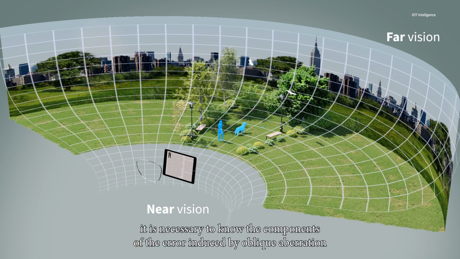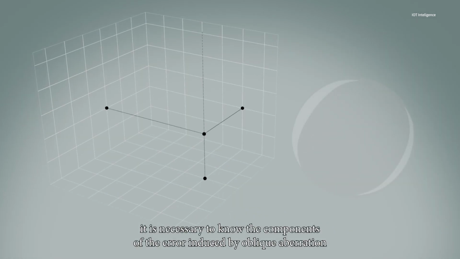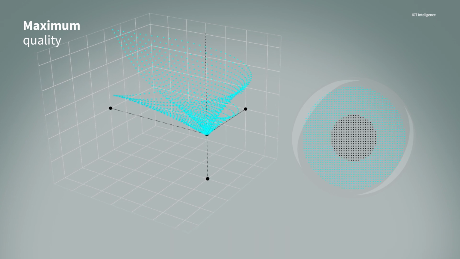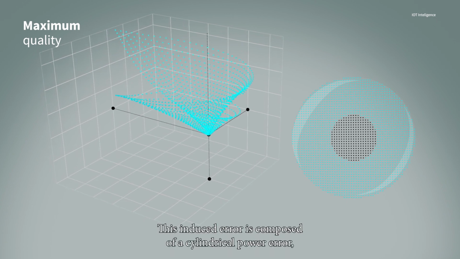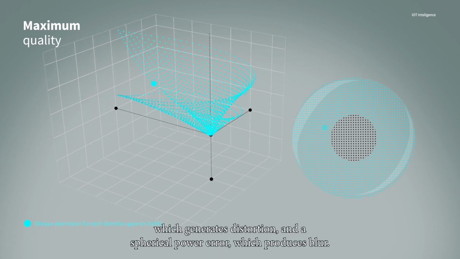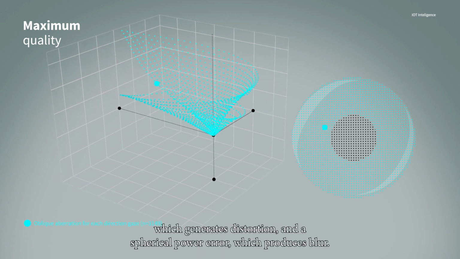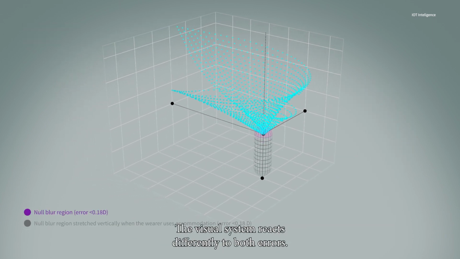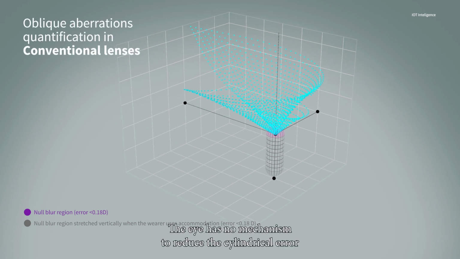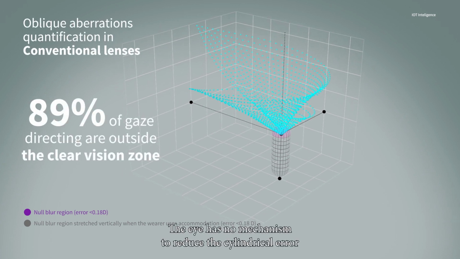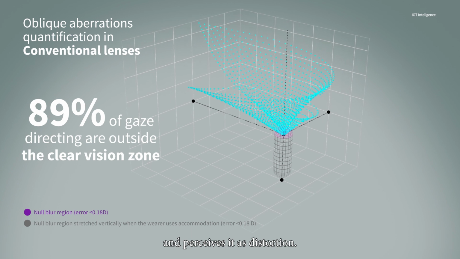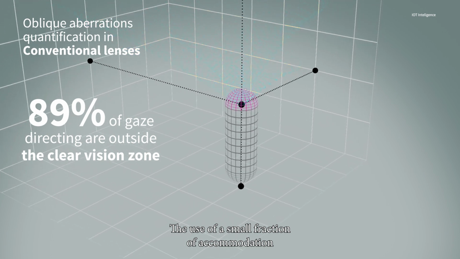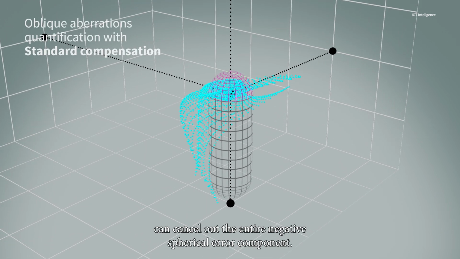To understand this, it is necessary to know the components of the error induced by oblique aberration and how the visual system perceives them. This induced error is composed of a cylindrical power error, which generates distortion, and a spherical power error, which produces blur. The visual system reacts differently to both errors. The eye has no mechanism to reduce the cylindrical error and perceives it as distortion. The use of a small fraction of accommodation can cancel out the entire negative spherical error component.